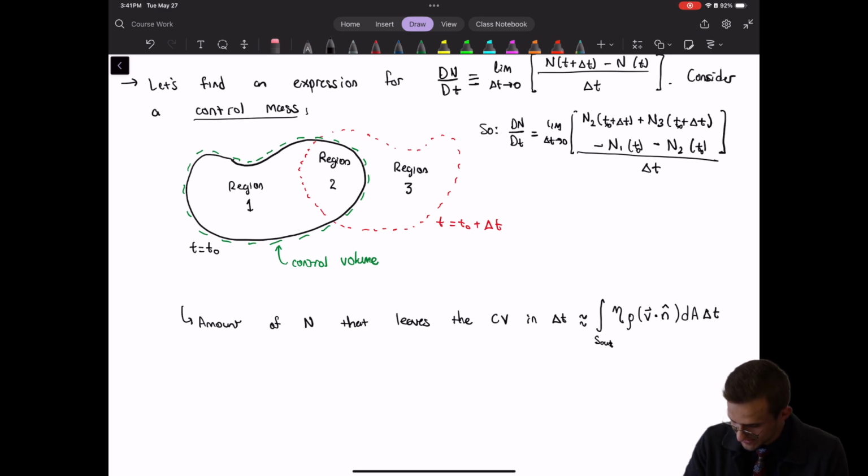Okay, so what is n hat? N hat is the outward normal of the control volume.